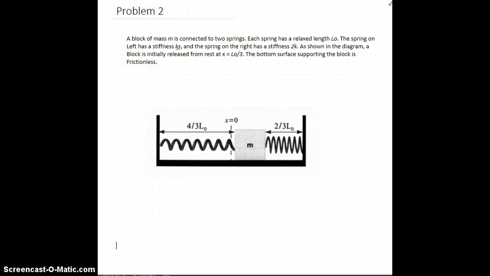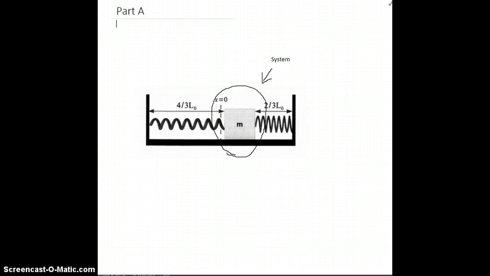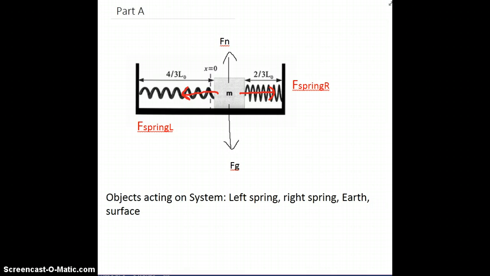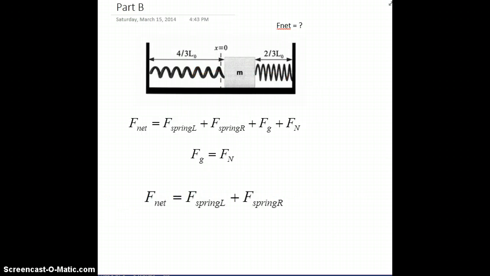As shown in the diagram, the block is initially released from rest at x equals L0 over 3. The bottom surface supporting the block is frictionless. Let's begin with part A. Choose the block as the system and use the usual axis system with the positive x to the right and the positive y running vertically up. Just after you release the block, which external objects are interacting with the chosen system? If the block is our system, that means that the left spring, the right spring, the earth, and the surface are all of the objects acting on our system.